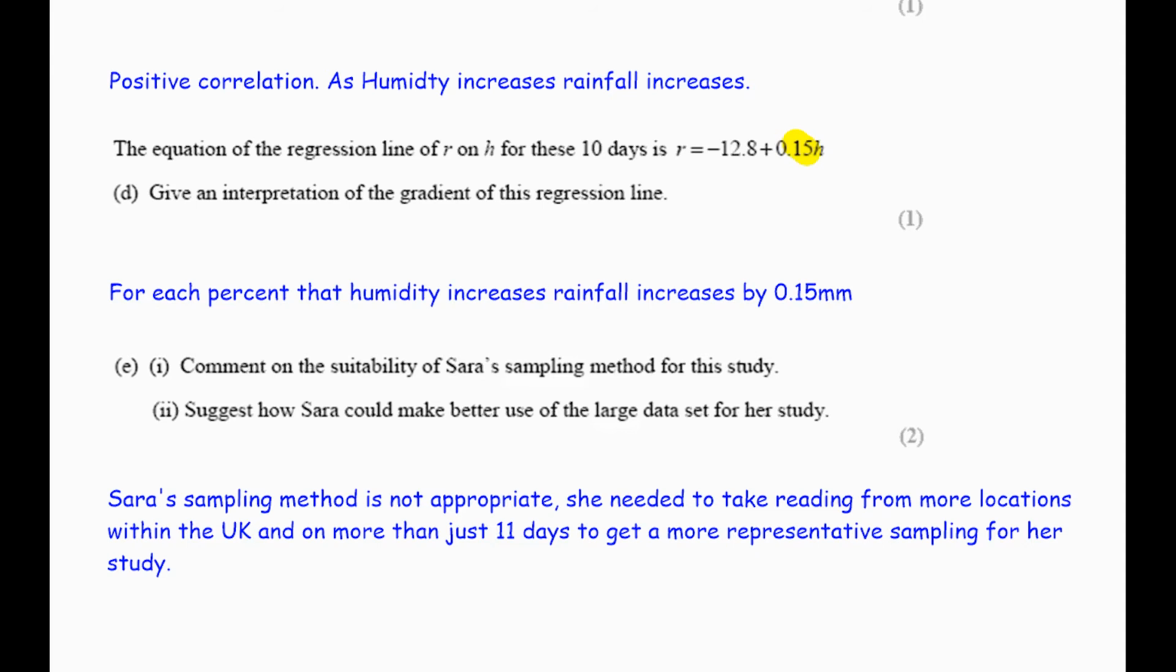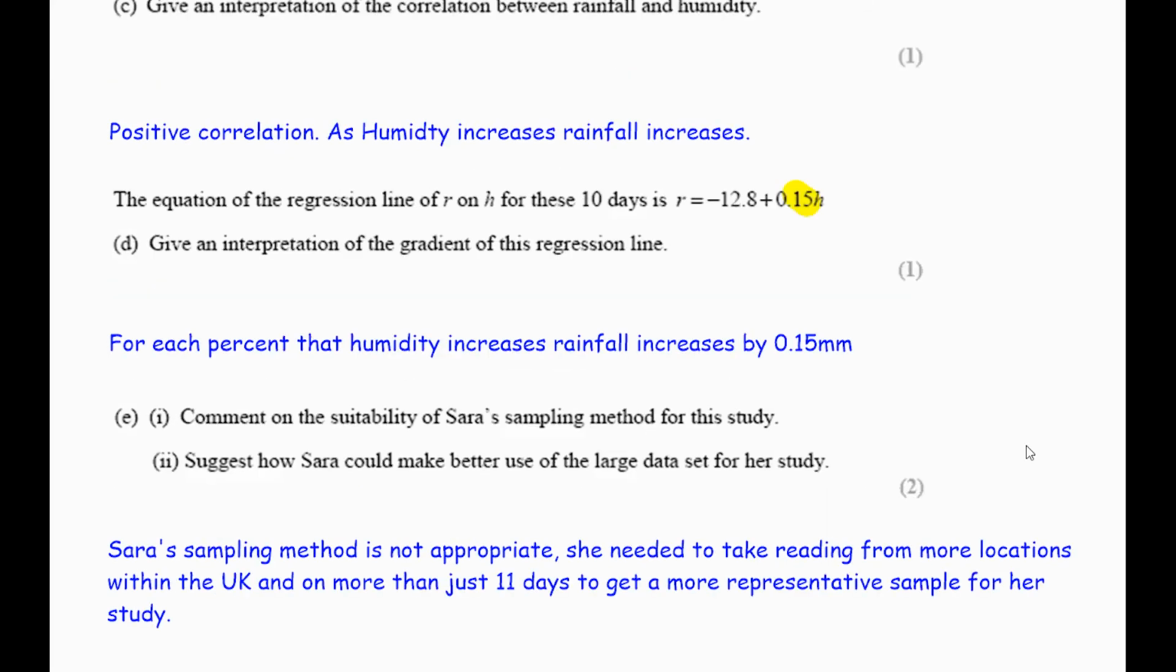Comment on the suitability, and my suggestion to Sarah is that she needs to take more readings from more locations within the UK and on more than just 11 days. All right, 11 days is a very small sample size. She needs to increase that sample size to get a more representative sample for her study. On top of that, she could have tried to use all of the data if she'd used a computer system to help her with the analysis.